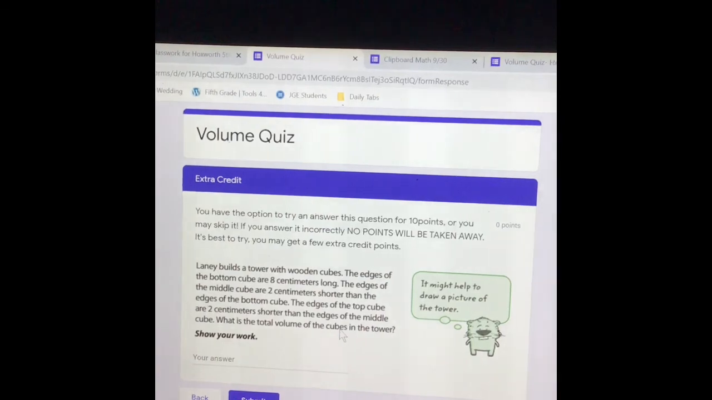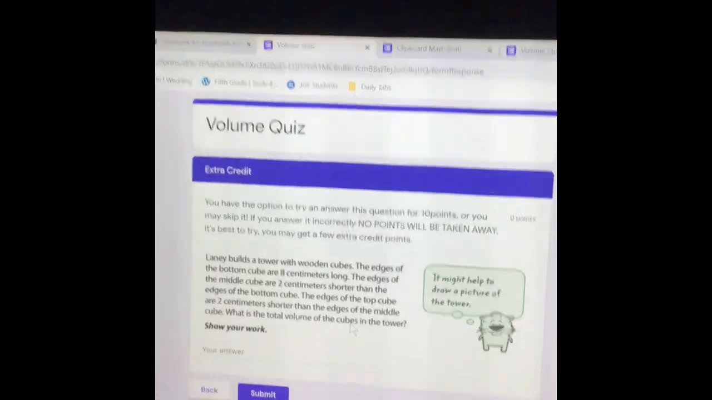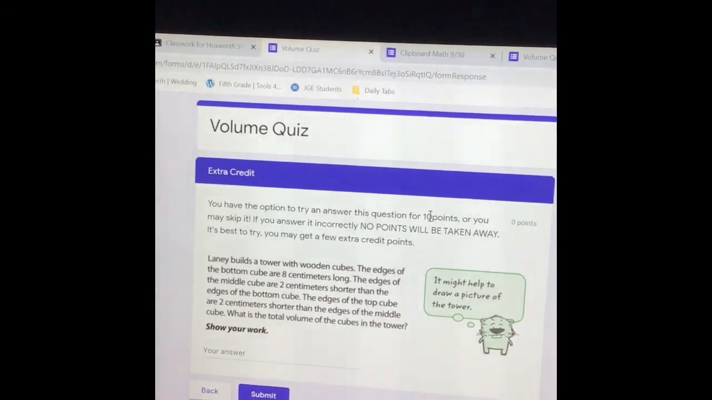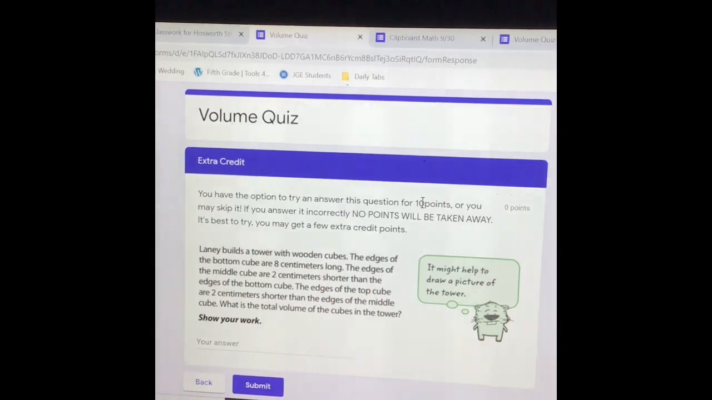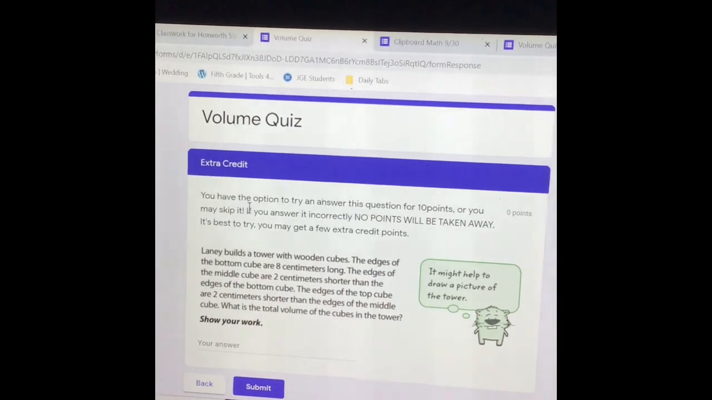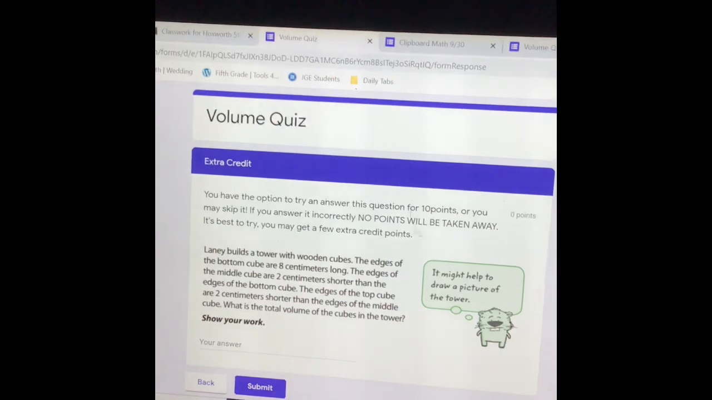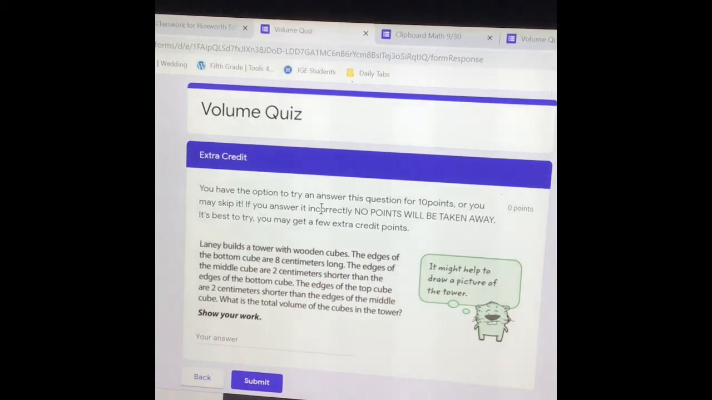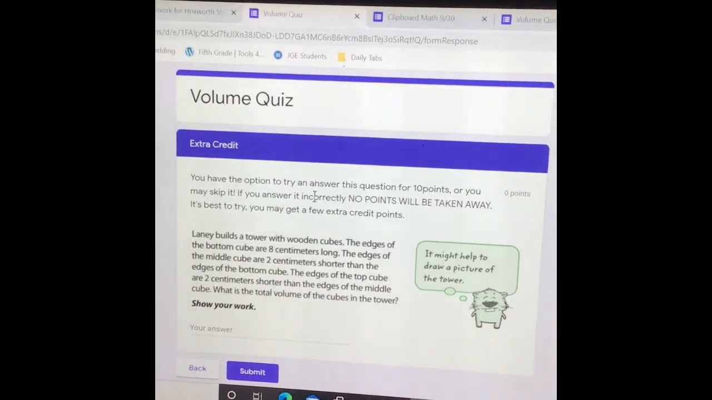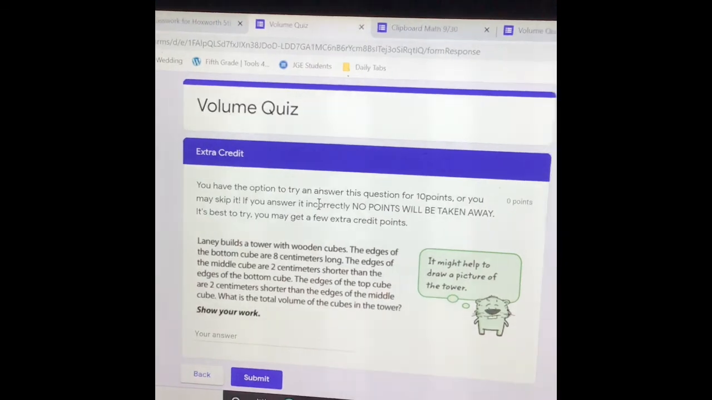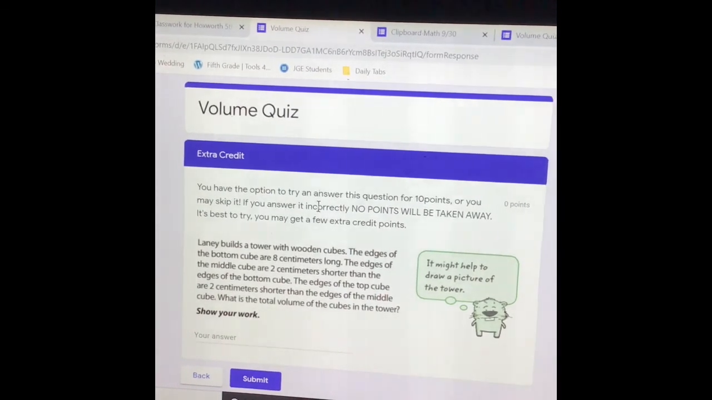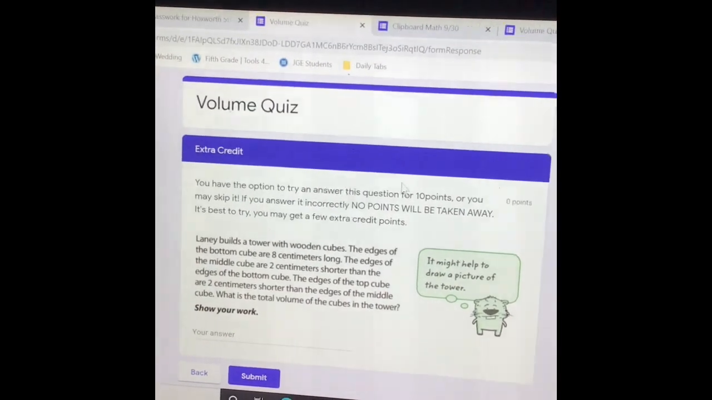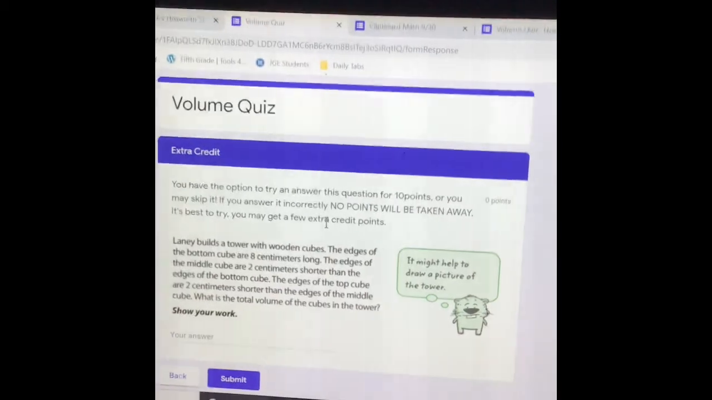The very last question is an extra credit question. So you have the option to try this question and get a possible 10 points. Or you can skip it. So if you don't even want to try, you just want to hit submit, hit submit. If you do try and you don't get the answer right, no points are going to be taken away. But if you do try and your teacher can see that you worked this problem out somehow, you may get a few extra credit points. You might not get the full 10 points, but you will get some extra credit points.